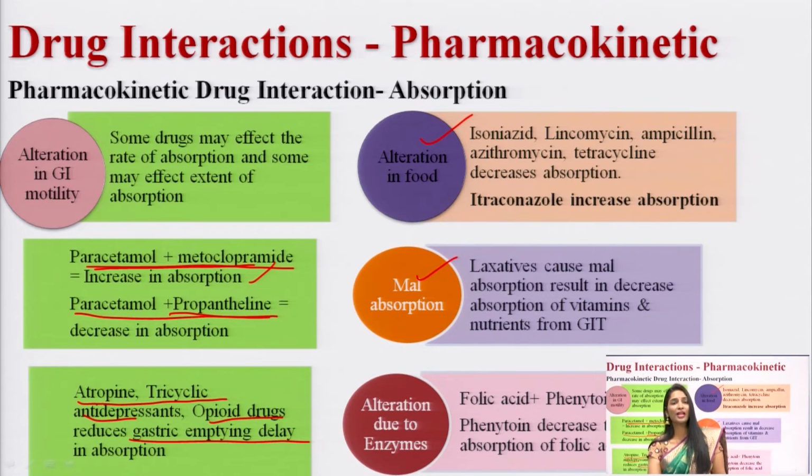And next one, alteration due to enzymes. Because of some enzymes there is an alteration. For example, folic acid and phenytoin: if I take folic acid with the phenytoin drug, phenytoin will decrease the absorption of folic acid. What is the reason behind this? Because phenytoin is an enzyme inducer. It increases the metabolic rate of folic acid, so folic acid is metabolized very fast and eliminated from the body. So if I combine drugs with enzyme inducers like phenytoin, the action of the drug will be decreased.